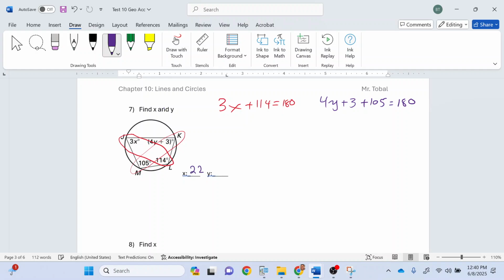So this is going to be 22. And then over here, 180 minus 108 divided by 4, this is going to be 18.